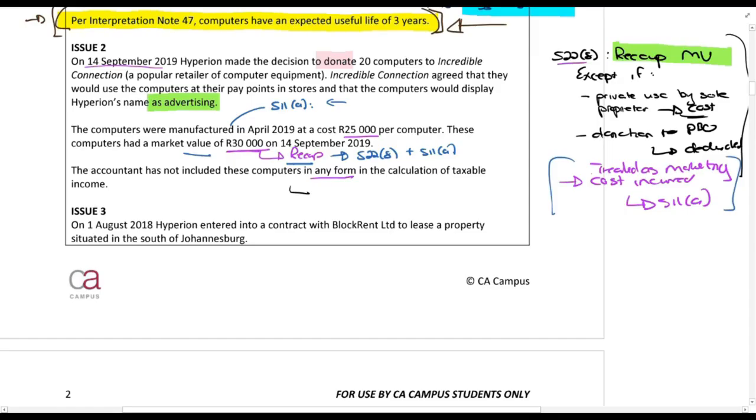So it'll look something like this. I'm just going to do it very shorthand here, and just for one computer. 25,000 rand is a deduction. We'll then recoup, so this is the manufacture cost.